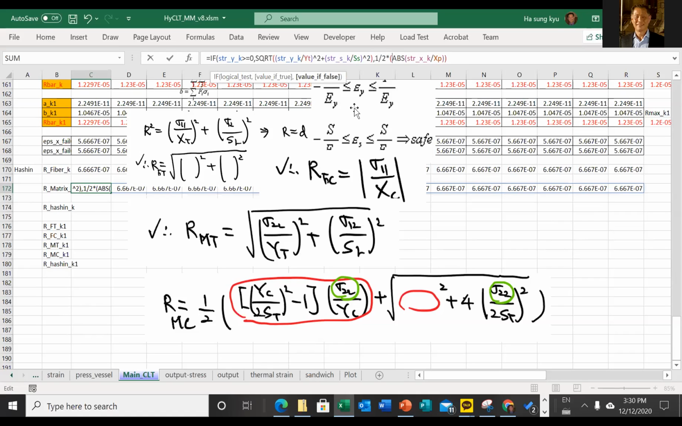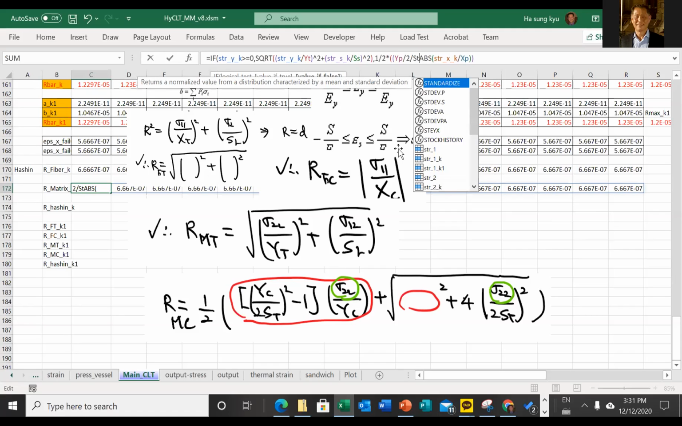Here, and okay, so Y prime divide by 2, divide by S. Well, this is not the SS. This is the SL, and this is ST. We didn't define the ST yet, which we will do.